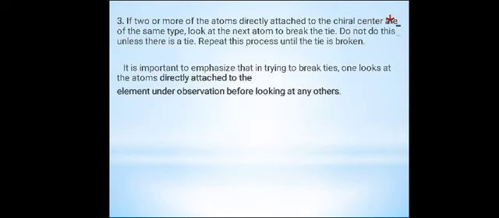Then we will get the configuration. If two or more of the atoms directly attached to the chiral center are of the same type, look at the next atom to break the tie. Do not do this unless there is a tie. Repeat this process until the tie gets broken. It is important to emphasize that in trying to break ties, one looks at the atoms directly attached to the element under observation before looking at any others.